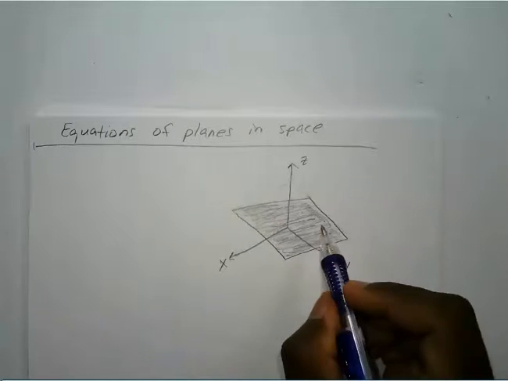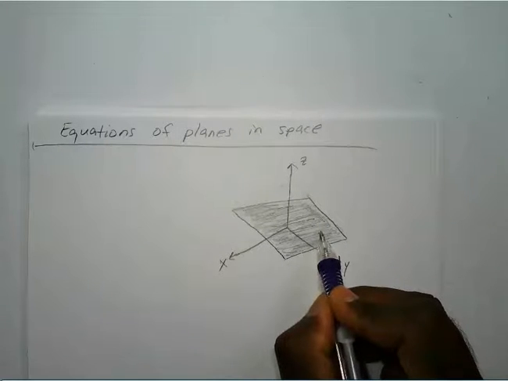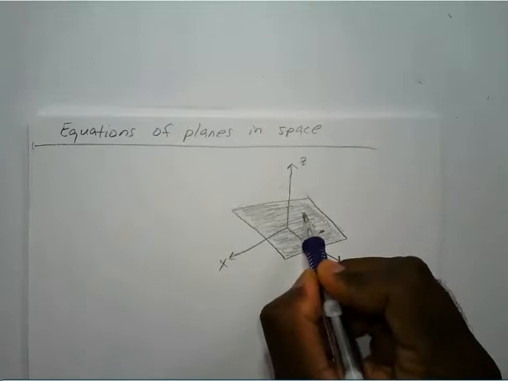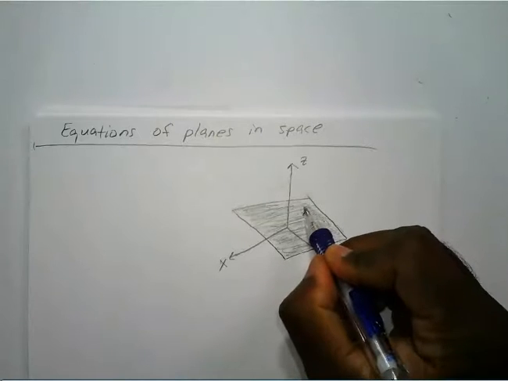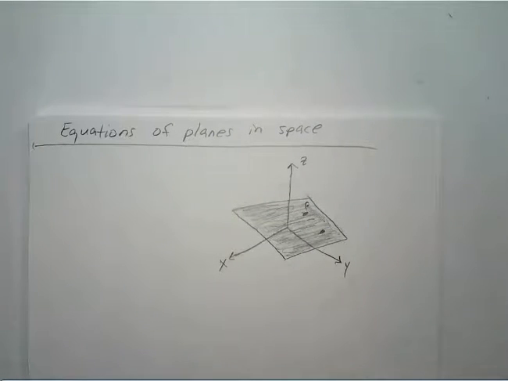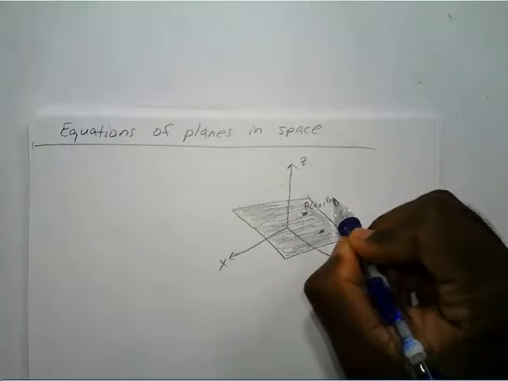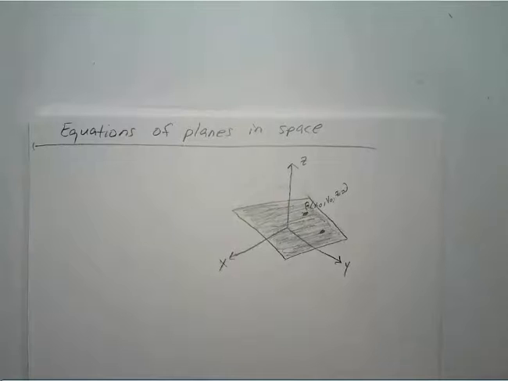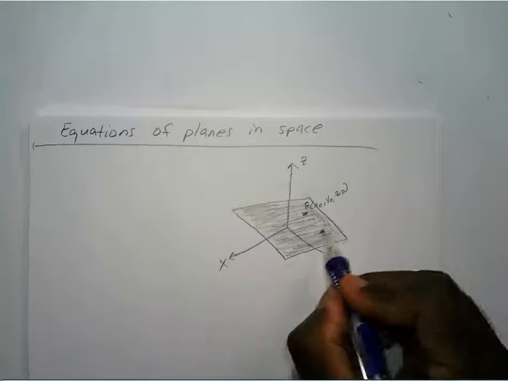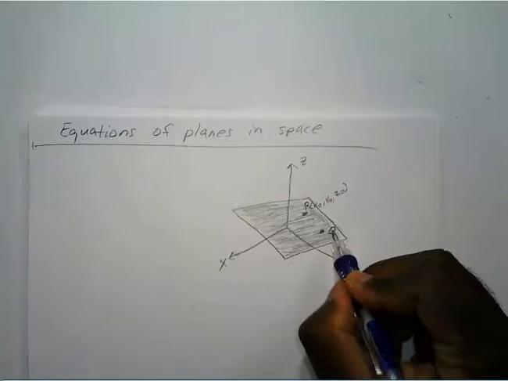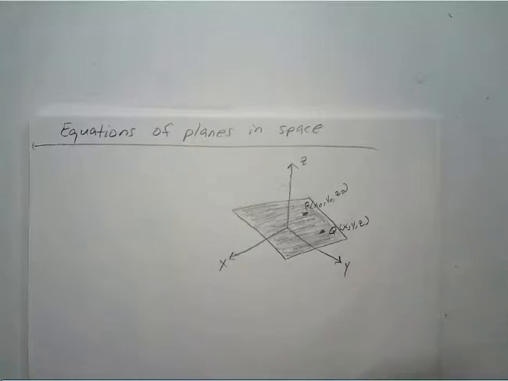Okay, so let's say that on this plane we have a point P and a point Q sitting right on the plane. So this is point P, which will equal x0, y0, z0. And point Q, we'll make that point x, y, z.